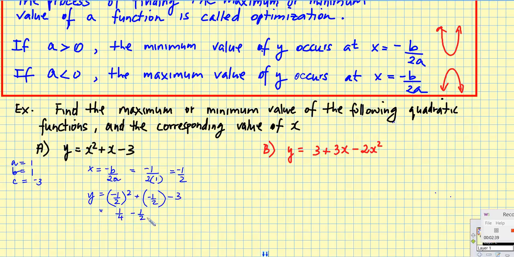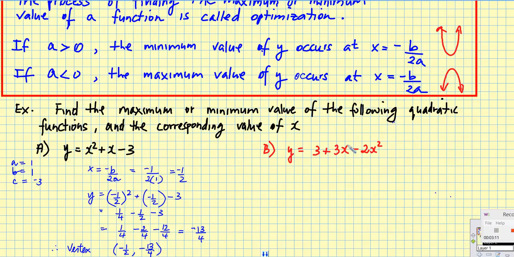and that gives us 1/4 minus 1/2 minus 3, which in turn gives us 1/4 minus 2/4 minus 12/4. And that gives us a final answer of negative 14 plus 1, which is negative 13 over 4. Therefore, our vertex, in this case, is going to be found at negative 1/2 and negative 13/4.